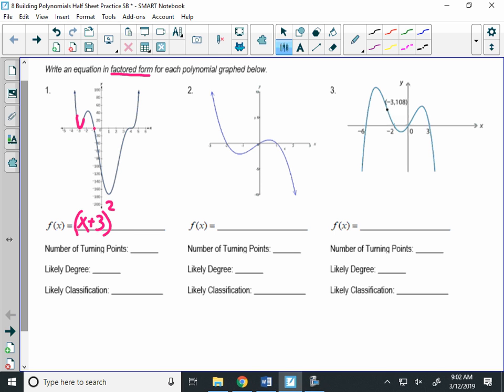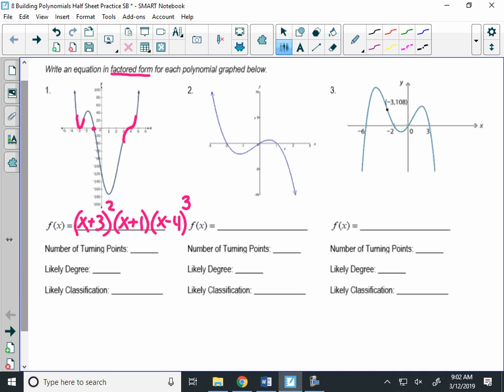The next root is at -1, and the factor for -1 is x plus 1. And finally, I have a root at +4, so my factor is going to be x minus 4. Because this graph looks cubic through the root, it has a multiplicity of 3.